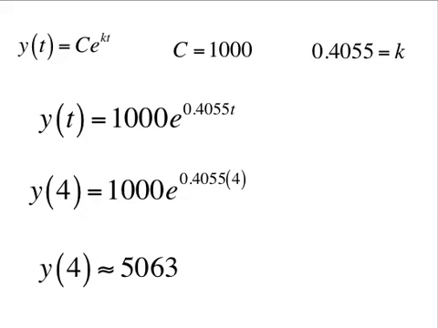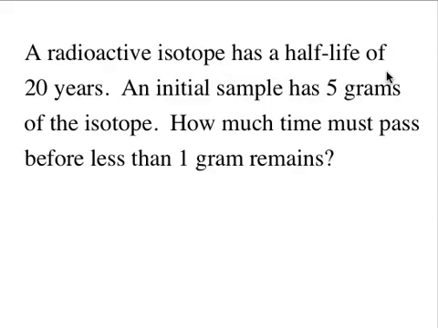So we had a positive k. Our k was 0.4055. That means it's growing. The number of bacteria is increasing when the growth constant is positive. We'll look at one more example here.